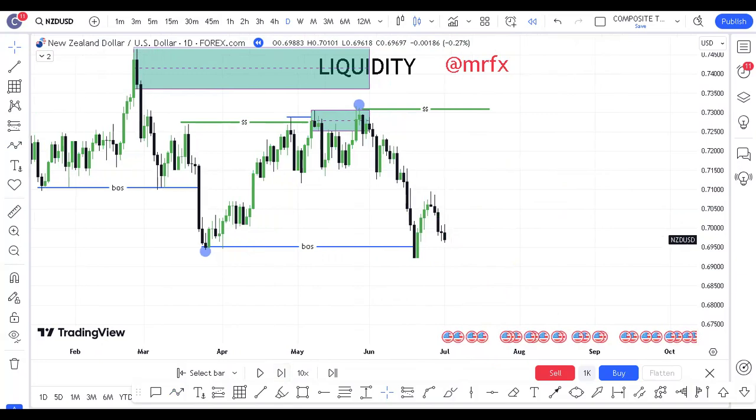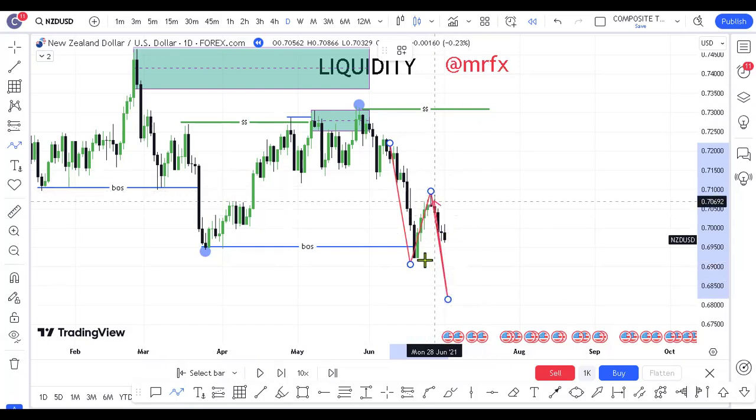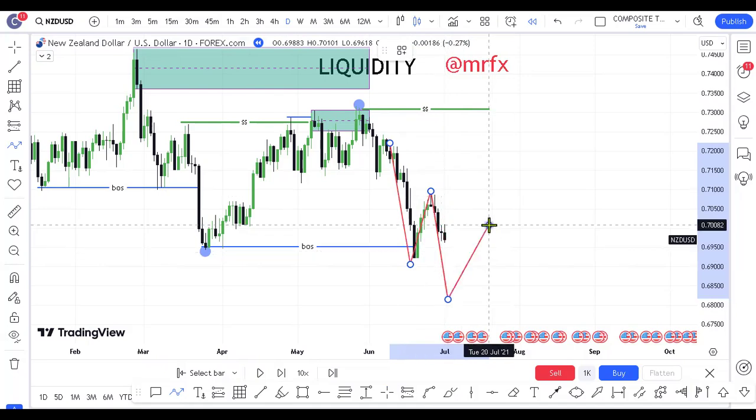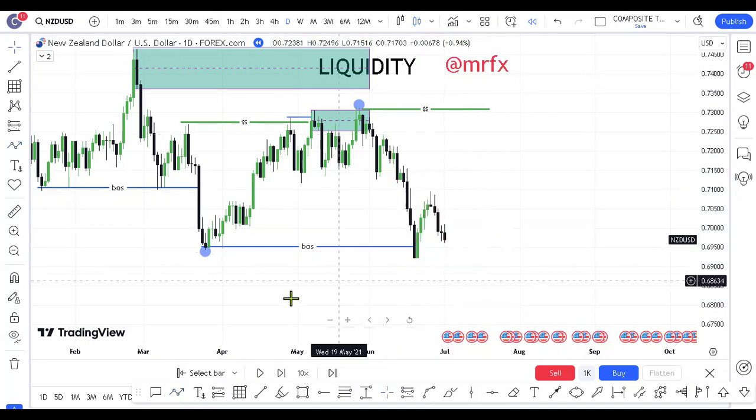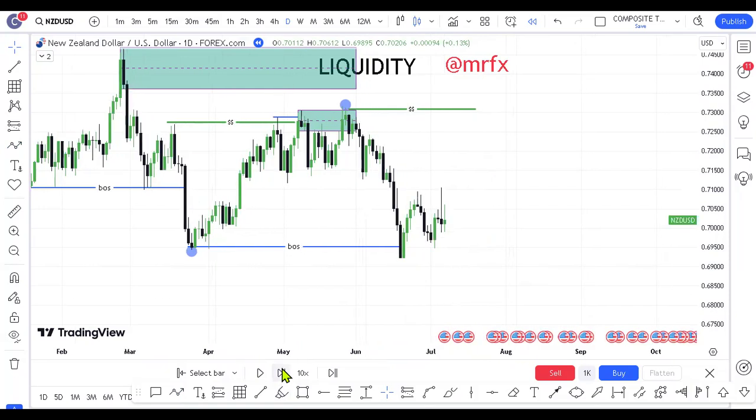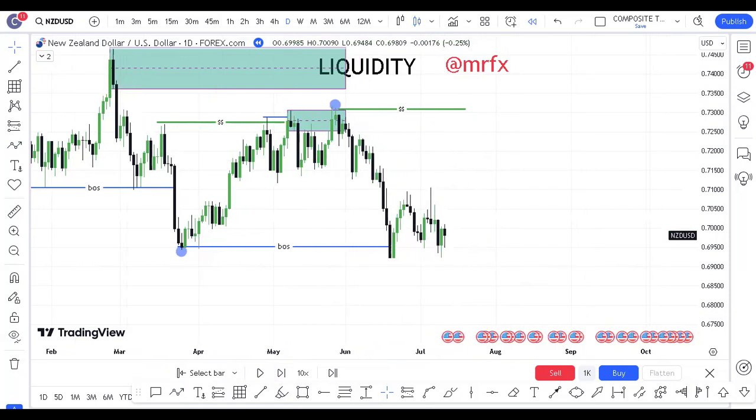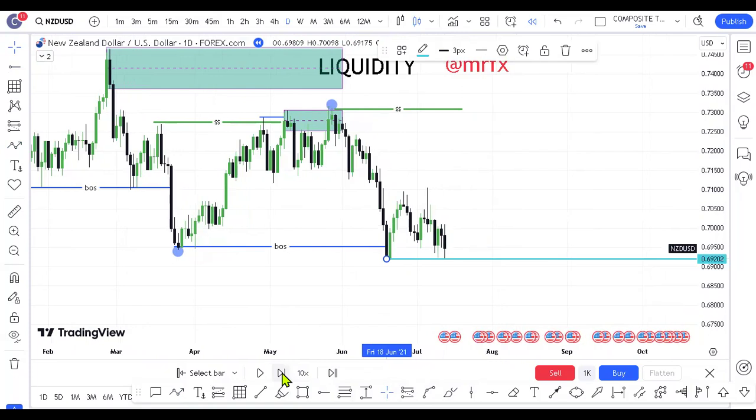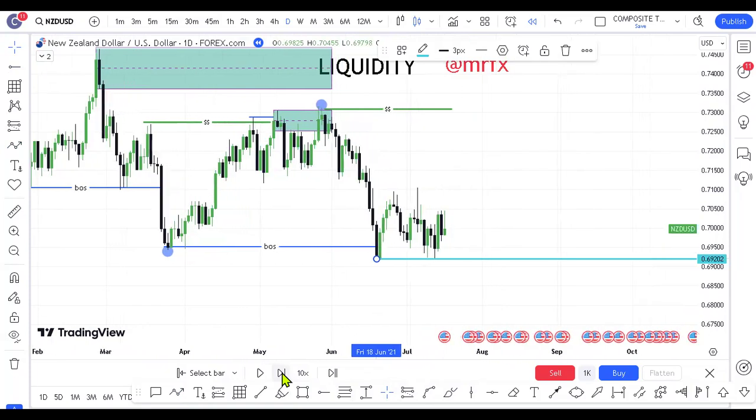All right, for you to find a valid pullback, it must be the high, for example, the high that creates a new low. So we need a new low first to consider this level as a valid pullback. So let's see what happened. This low has to be broken first. Okay, let's see. Not yet broken.